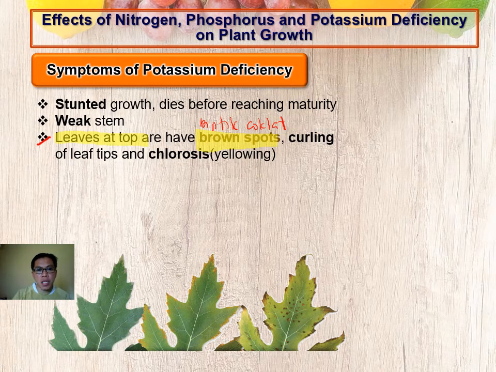Okay, take a look here. Kita lihat di sini. Alright. Ada berlaku curling at the leaf tip, berlaku lipat, hujung daun terlipat. Kita ada brown spot. Nampak ada brown spot. And then ada yellowish. Ada berlaku chlorosis. This is chlorosis, nampak ada warna kuning, chlorosis.